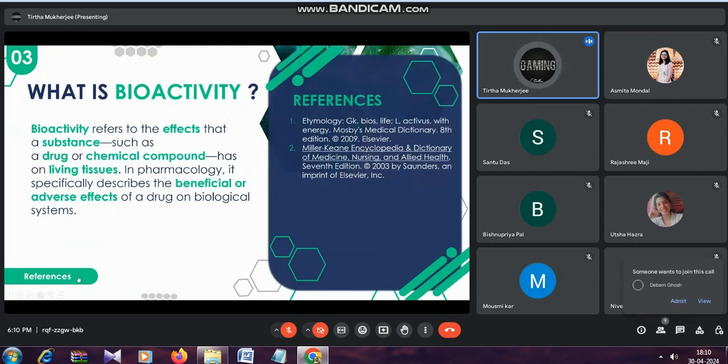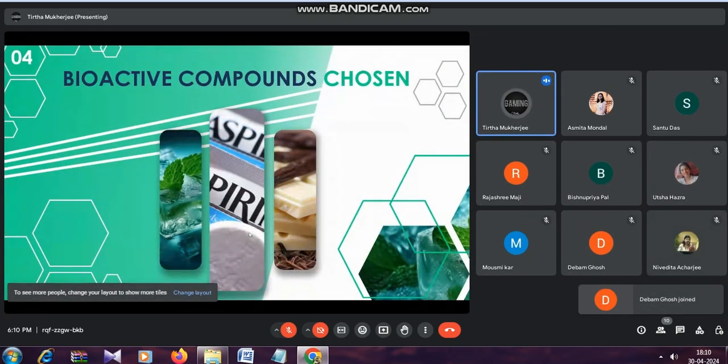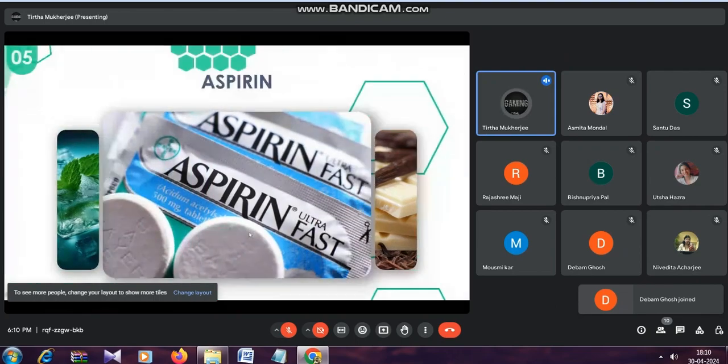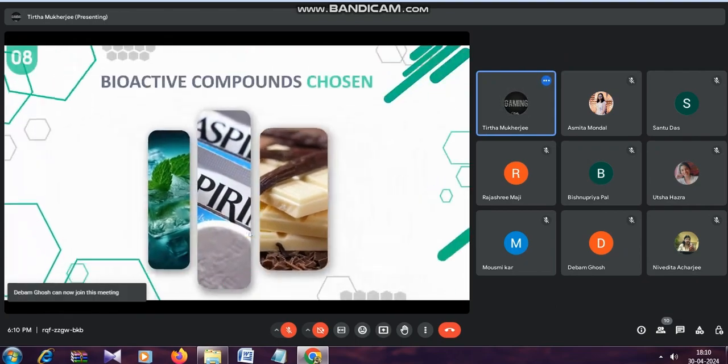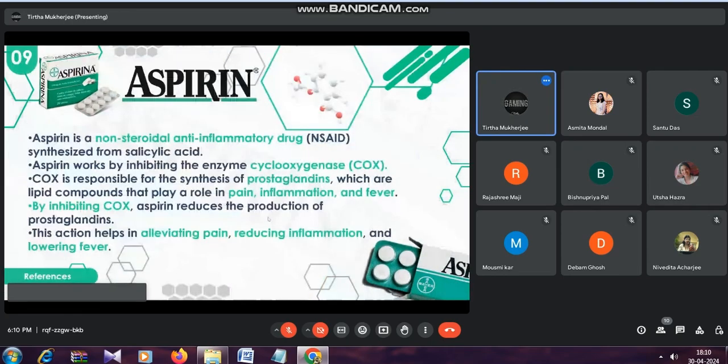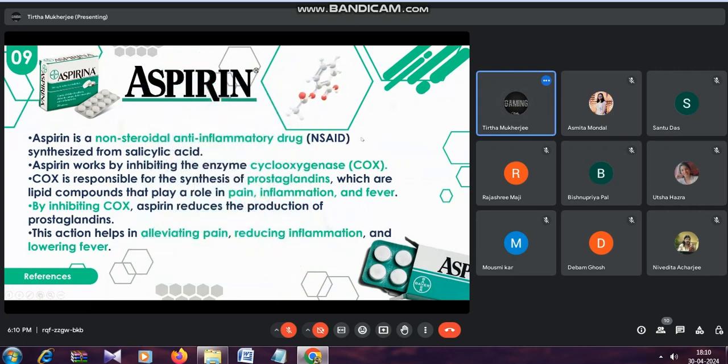And these are the references. Moving on, these are the bioactive compounds I have chosen: aspirin, menthol, and vanillin. So let's begin with aspirin. This is the structure of aspirin. So aspirin is a non-steroidal anti-inflammatory drug synthesized from salicylic acid.